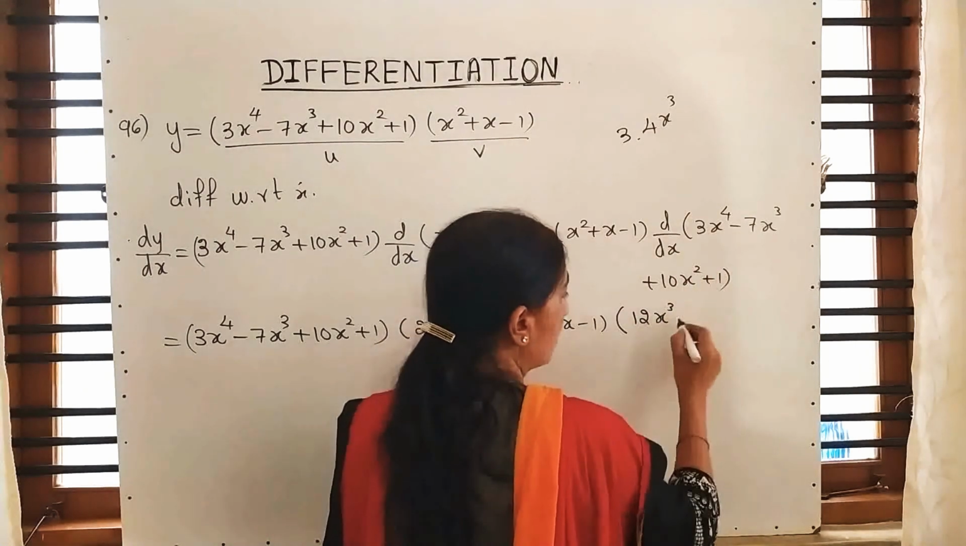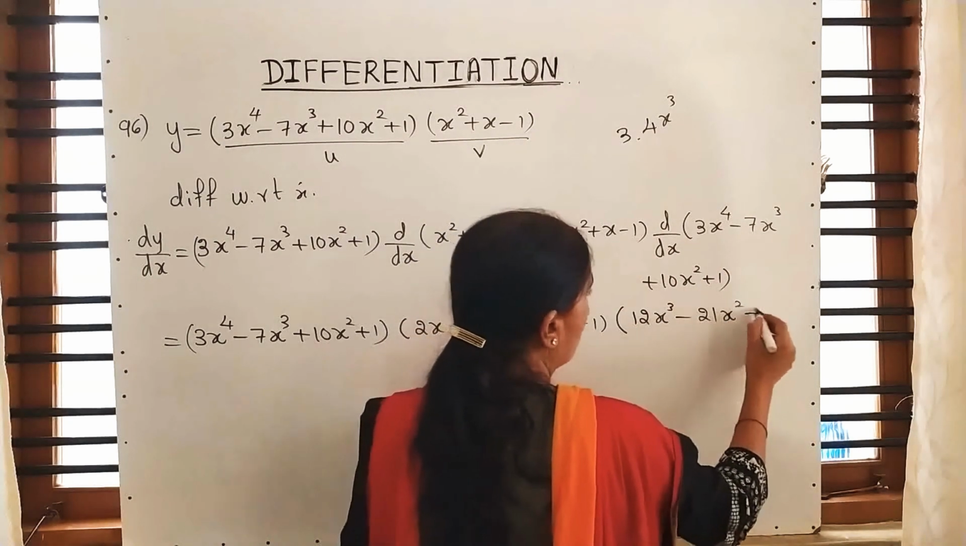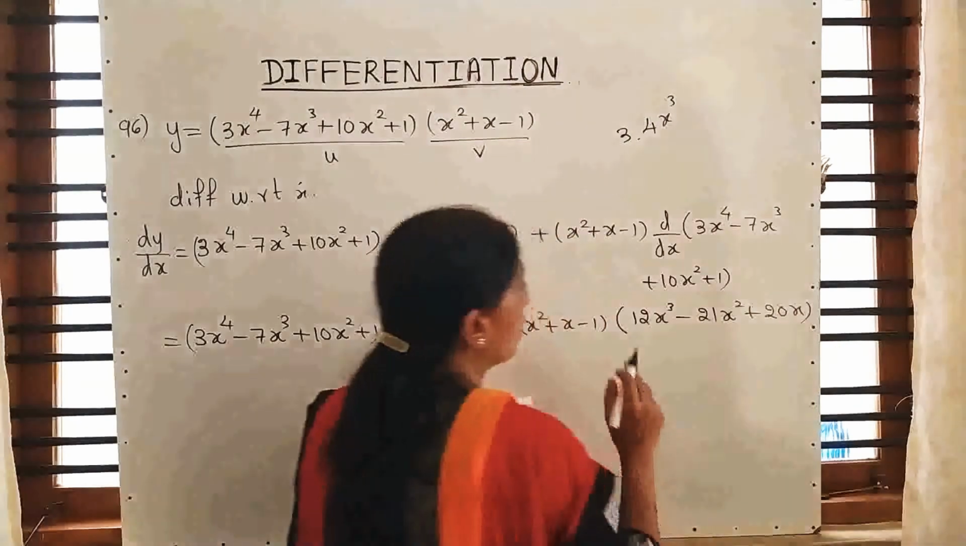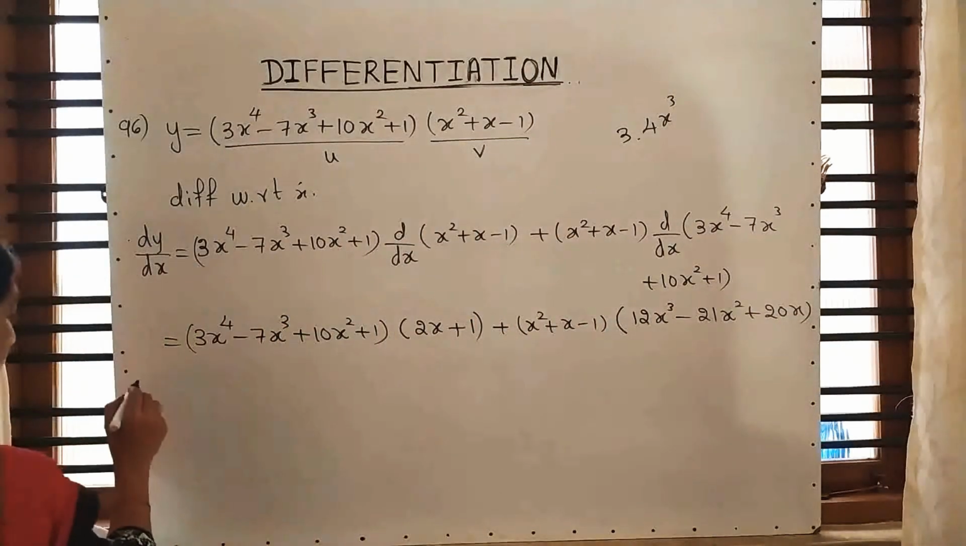Like that, tell me this: this is 21x square plus 20x, correct or not? No need to remove the bracket and multiply, so keep as it is.